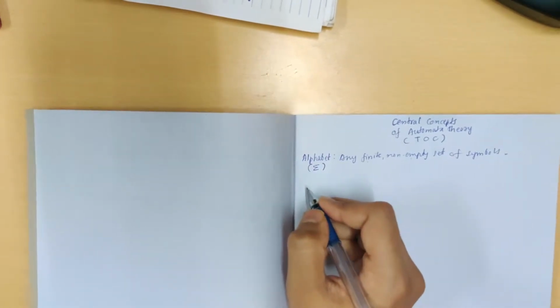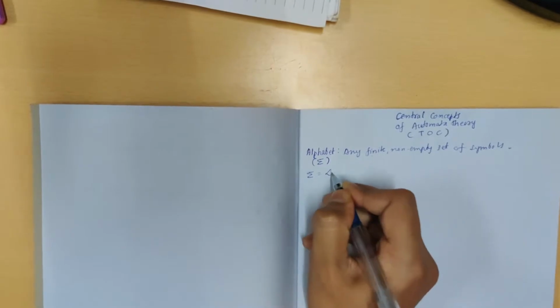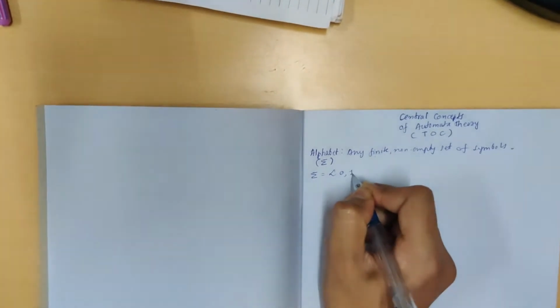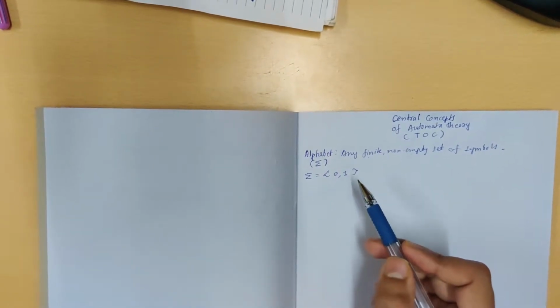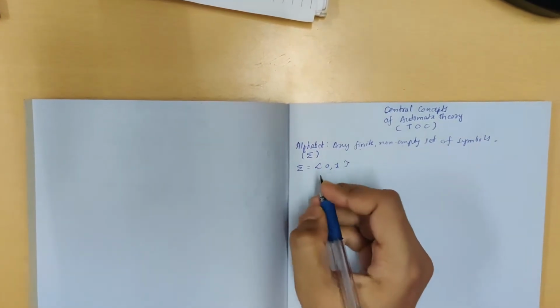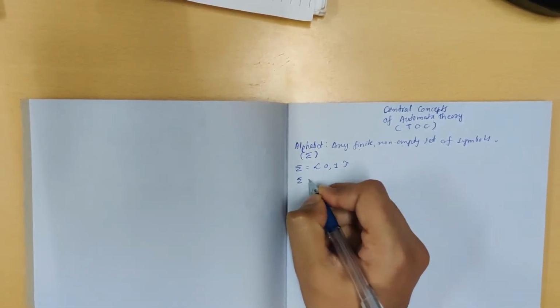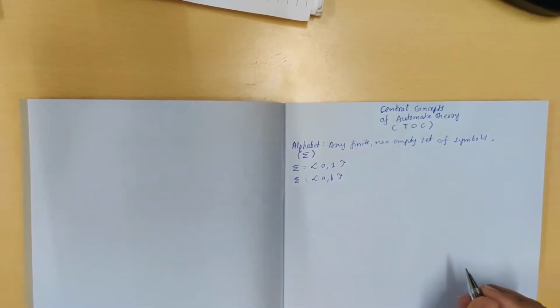So some example alphabets we'll be seeing here. Suppose we have a set 0, 1. This is a non-empty set and also it is finite. So yes, we can say that it is an alphabet set, or we can have another alphabet set like A, B. So these are all alphabet sets.